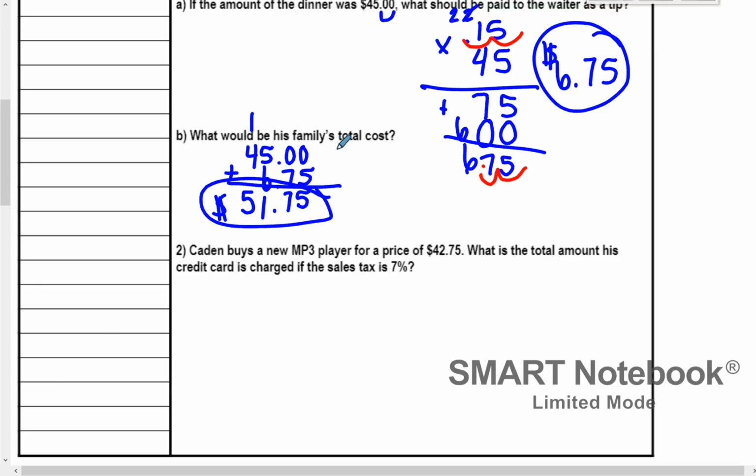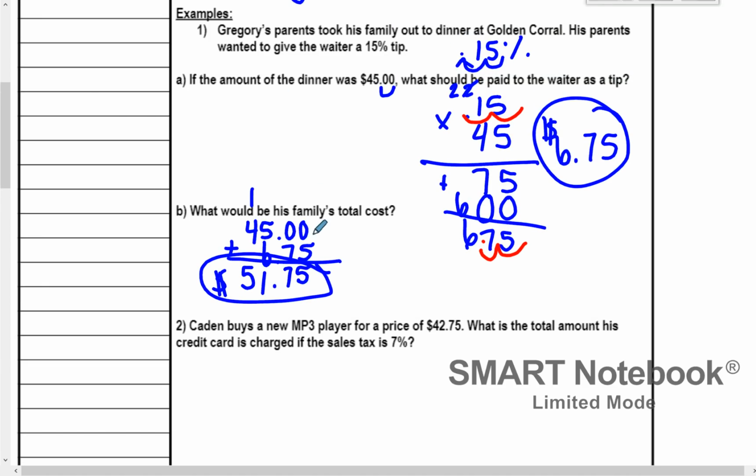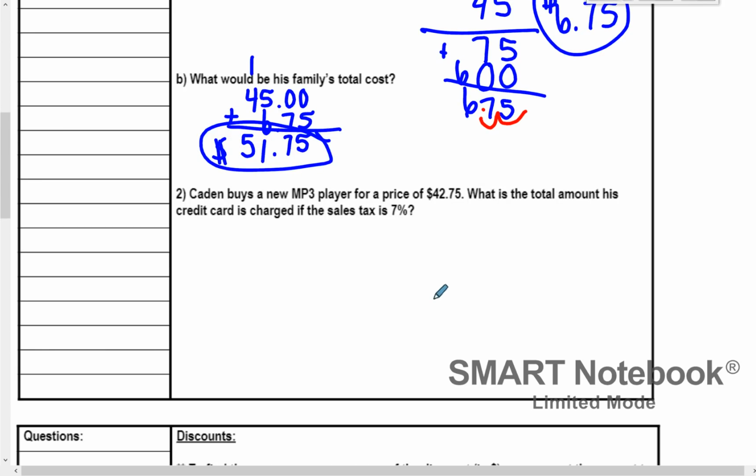Let's try tax. It's the same exact idea, it's just a different concept. So Kaden buys a new MP3 player for a price of $42.75. We want to know what is the total amount his credit card will be charged if the sales tax is 7%. So here the steps are not broken up into A and B. We have to do all of those steps just to answer this one question.